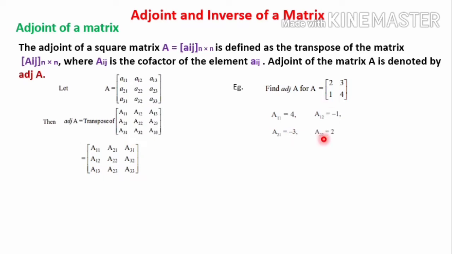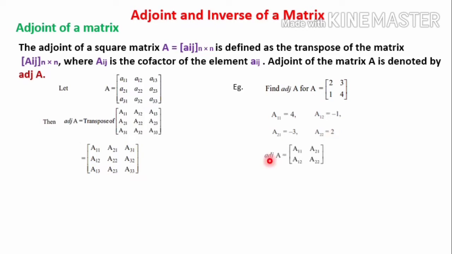Next, A22, that is equal to the cofactor of the element 4. That particular row and column is gone. The remaining element is 2. Here the sign is plus 2 because when we add the row and column values 2 plus 2, that is equal to 4. 4 is an even number, so the sign is positive.